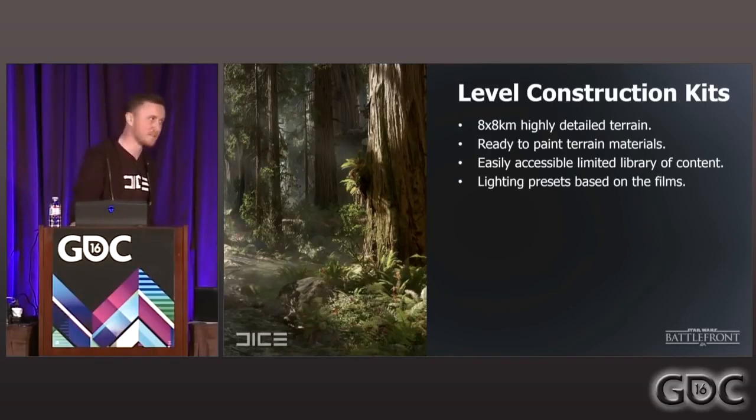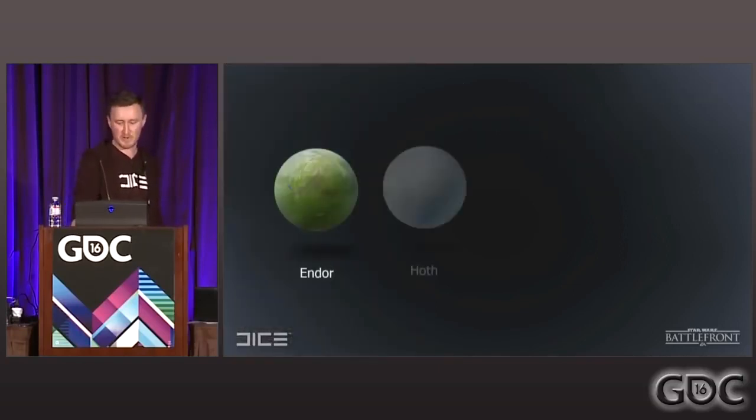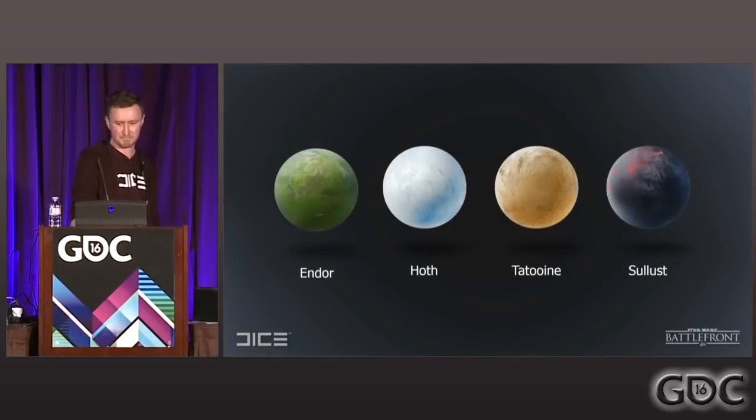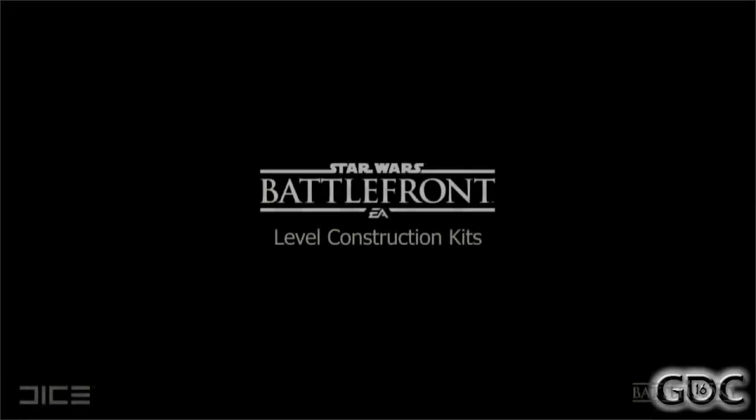And at the beginning, some lighting presets based on the films, so we really nailed the look that we're going for early on while we're prototyping levels. And we have one of these for each of the planets that we shipped with. We also built more of these kits in production when we needed more variety, such as the Jawa Canyon Red Cliffs.